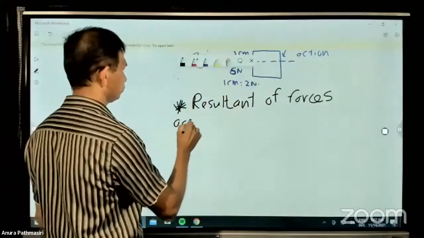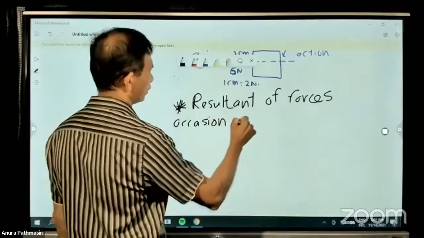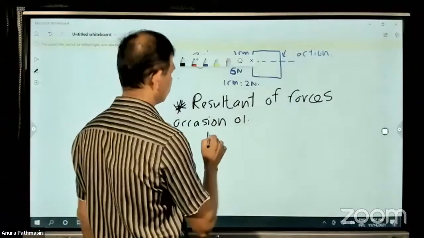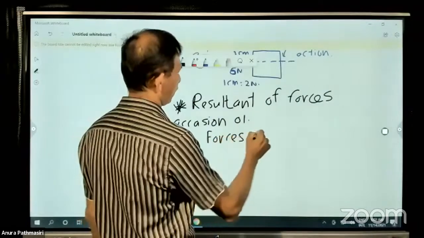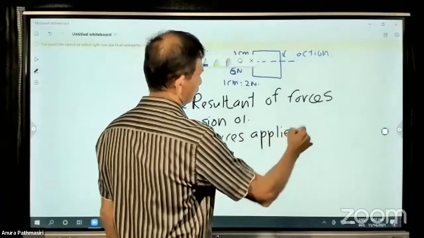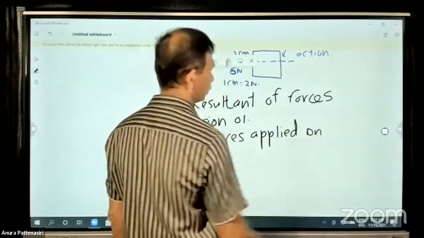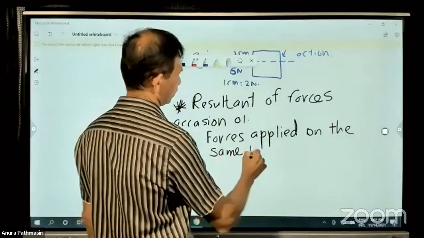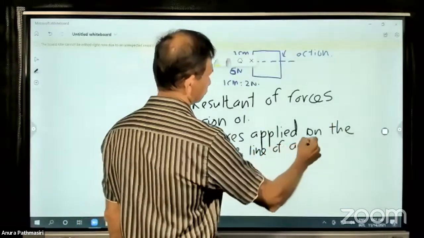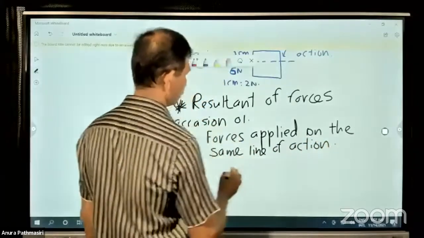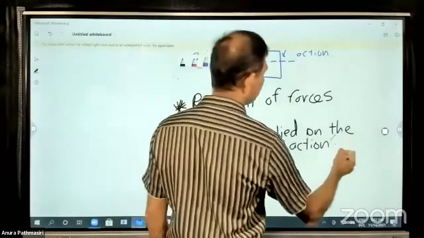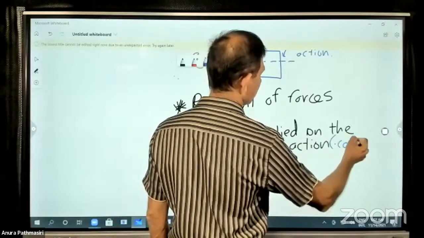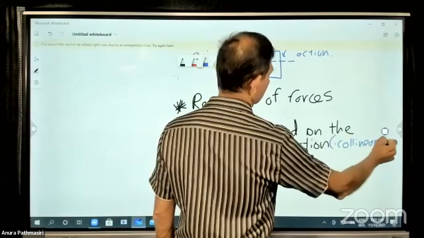Occasion 1. Forces applied on the same line of action, within brackets, collinear forces.